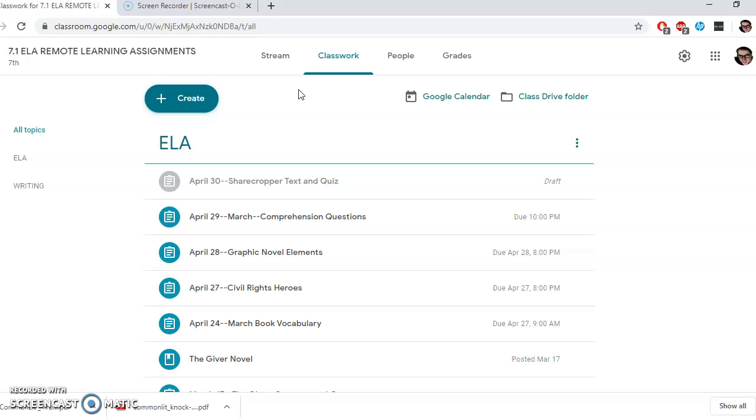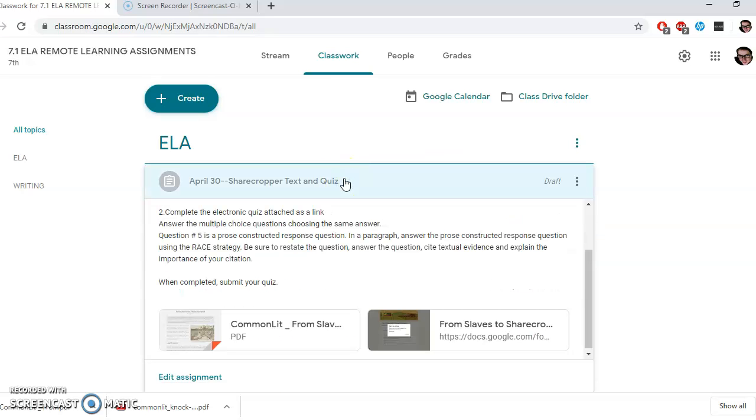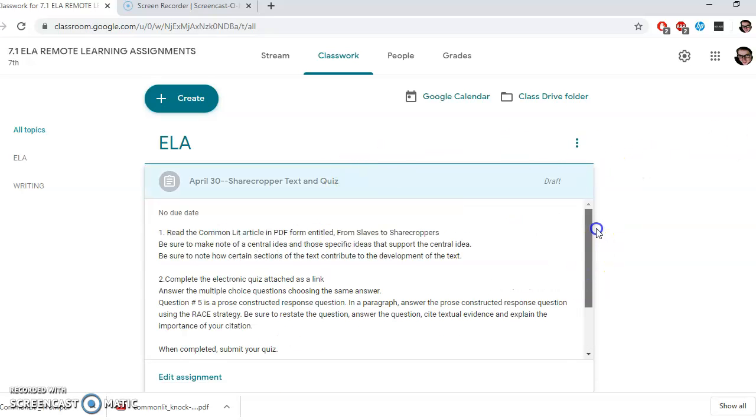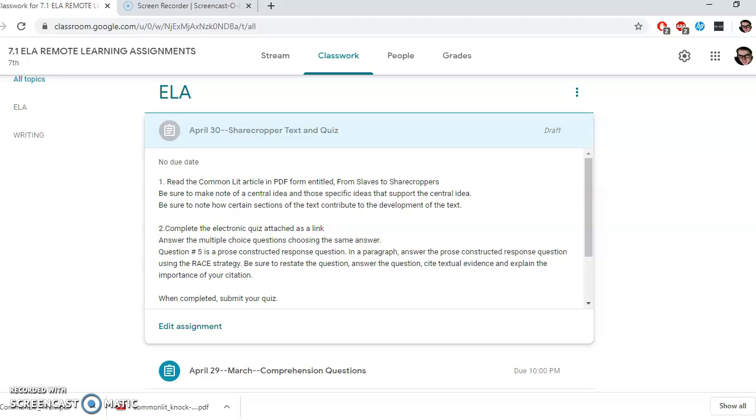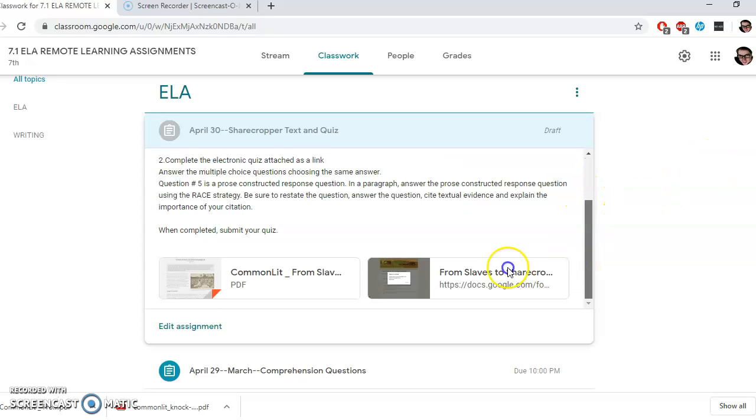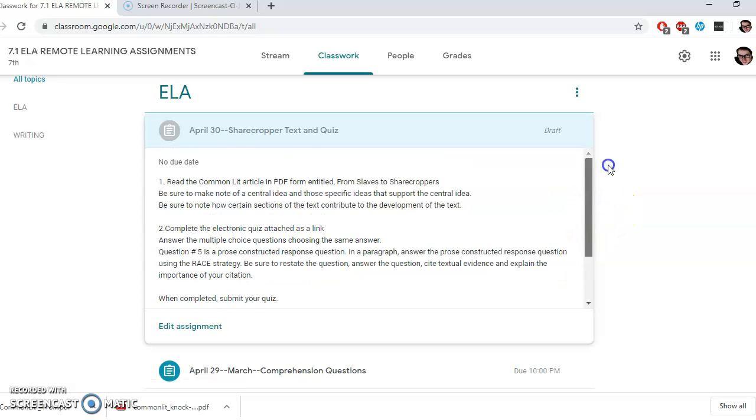Okay, so today you're going to go into classwork. You're going to look for the April 30th Sharecropper text and quiz assignment. If I click on that, you can see that I have some instructions. The instructions are this: read the CommonLit article in PDF form entitled From Slaves to Sharecroppers. If I go down here, you can see that I have linked that CommonLit article. You're going to make sure to note a central idea and those specific ideas that support the central idea, as we usually do with a nonfiction text.